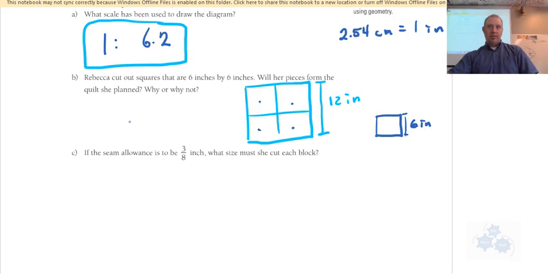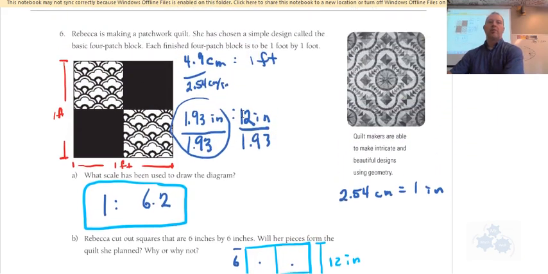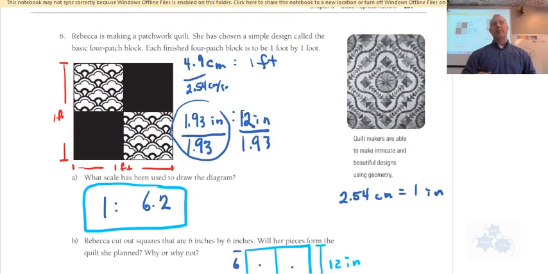If you said yes, then I understand why you said yes, because if this was 6 and then this was another 6, 6 and 6 adds up to 12. The only thing is, this is a real-life problem, so you have to think about some other factors. For example, how are you going to get those pieces to stay together? Glue? Not glue. Yeah, stitch them together. So you actually have to sew them together.